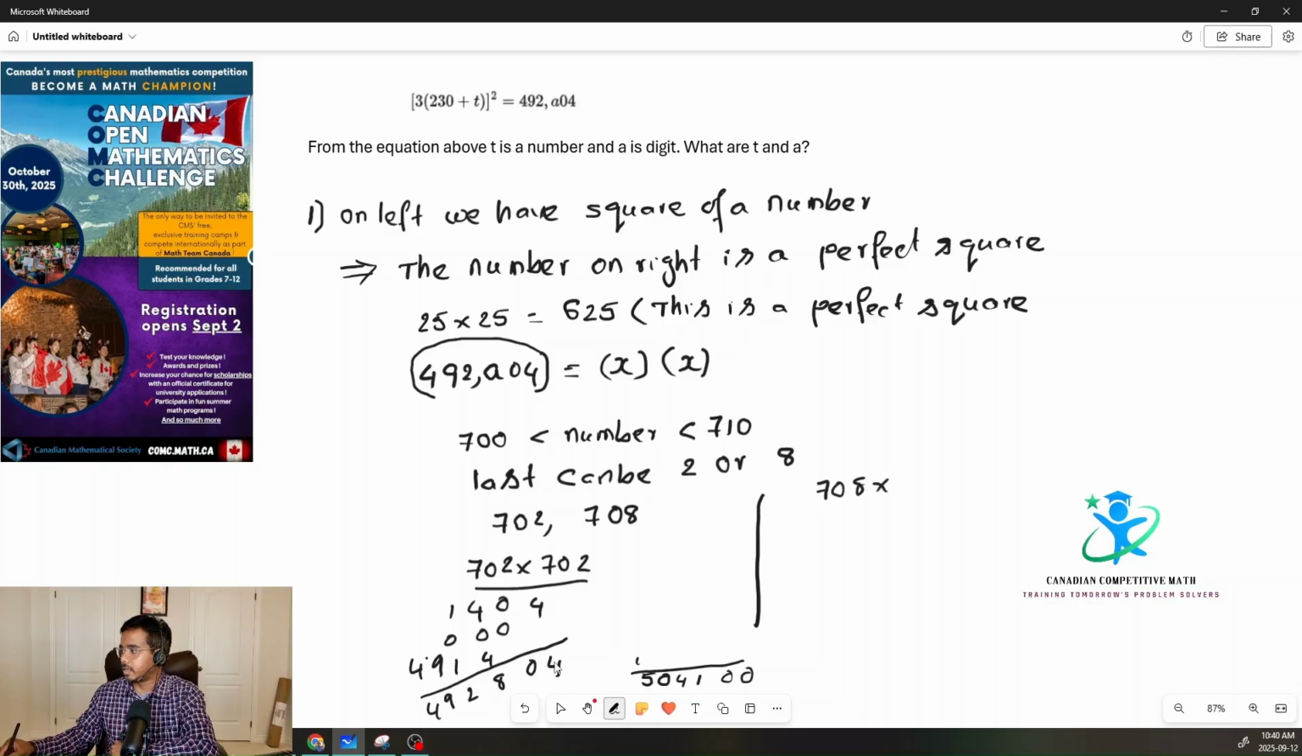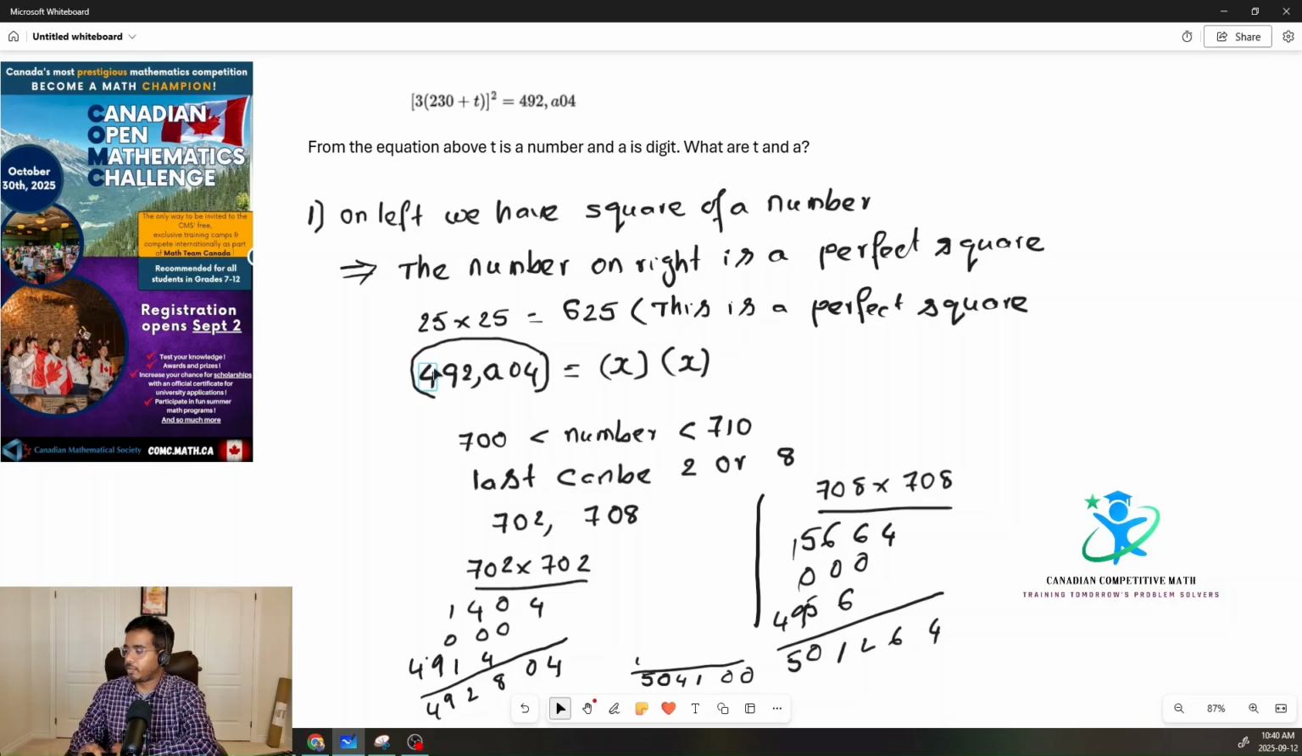Let's take our other option. 708 times 708. The last digit is the same, 6, 56, and so on. It is becoming like 500,000, which is not the format we have. So 708 is not possible. So the only possible option is 702.